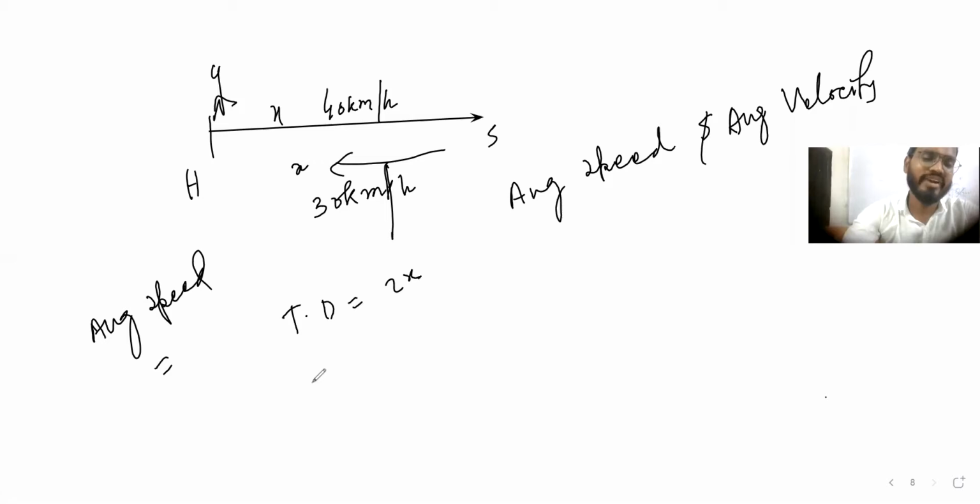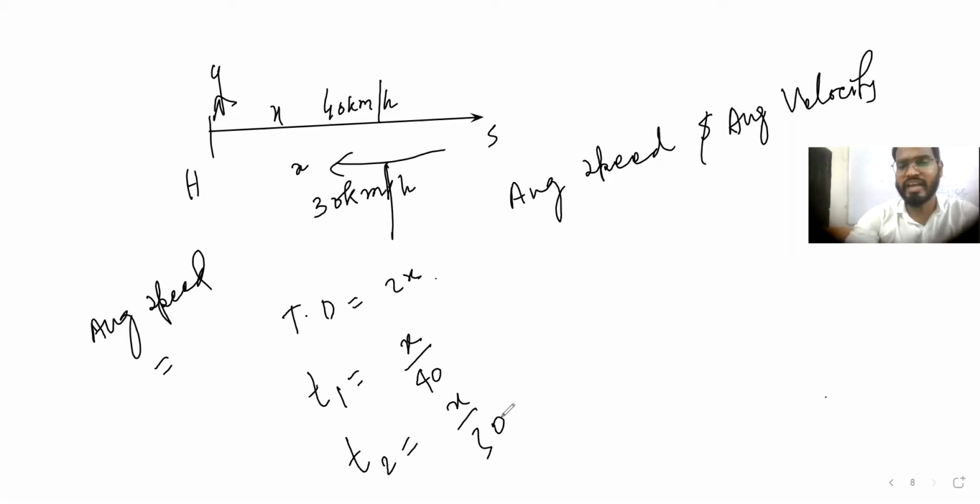So let's find the time t1 when you are going to school. Time is equal to distance by velocity, so t1 is x by 40. t2 is going to be x by 30. So with total distance and total time, we will find the average speed.